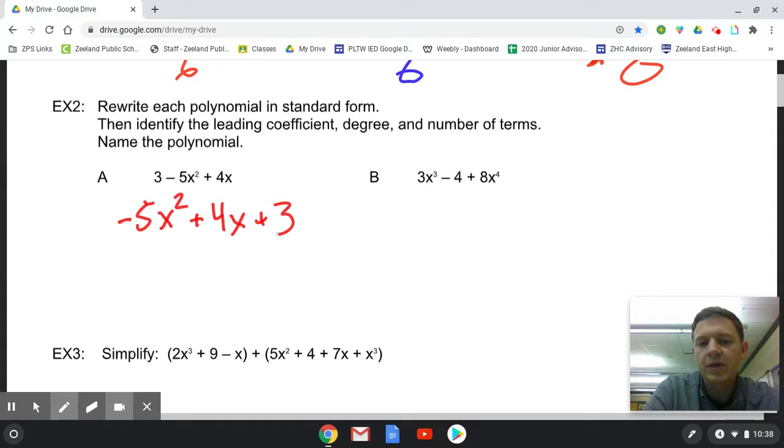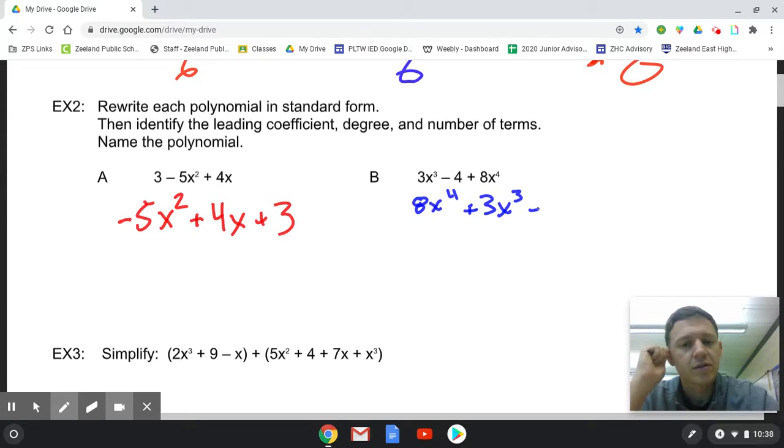All right, part B, let's order that by its degrees. Switch to blue for part B. 3x cubed minus 4 plus 8x to the 4th. Well, 4th is the biggest degree, so 8x to the 4th should go first. Then I should do cubed next, because that's the next biggest power. And then there's no squared term, there's no x term, it's just a 4, so I'll put the 4 in.